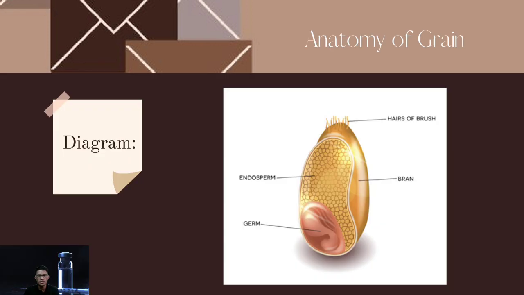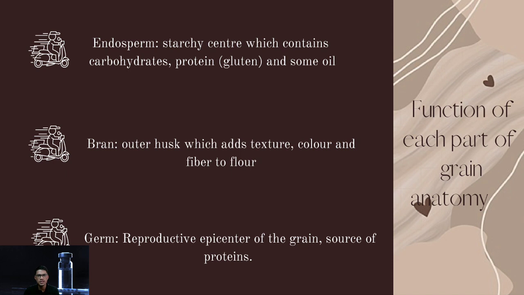Now we move on to the anatomy of the grain, which consists of four main parts: endosperm, germ, bran, and hairs of brush. As for the function, endosperm is the starchy center which contains carbohydrate, protein in the form of gluten, and some oil. Bran is the outer husk which adds texture, color, and fiber to flour, while germ is the reproductive epicenter of the grain and a source of protein.